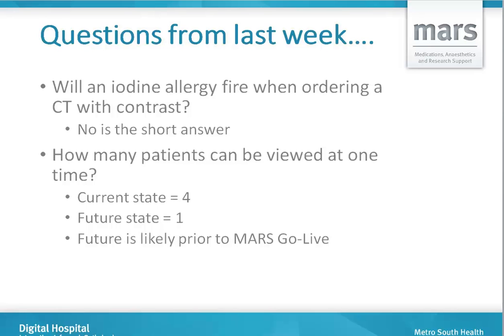Another question was, how many patient charts can be viewed at the one time? In our current state, the answer is 4, but as we move forward and move into the MARS release, we will only be able to have one patient's chart open at a time. The reason for that is purely for patient safety. By having more than one chart open at the one time increases the risk significantly of ordering medications onto the wrong chart and therefore having the wrong medications administered to the wrong patient.